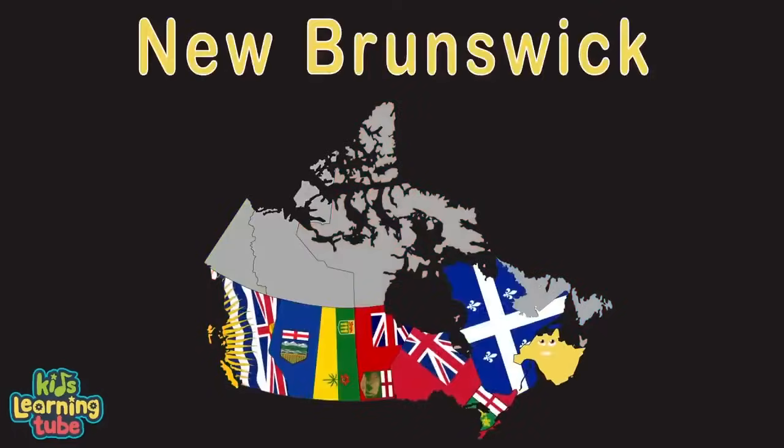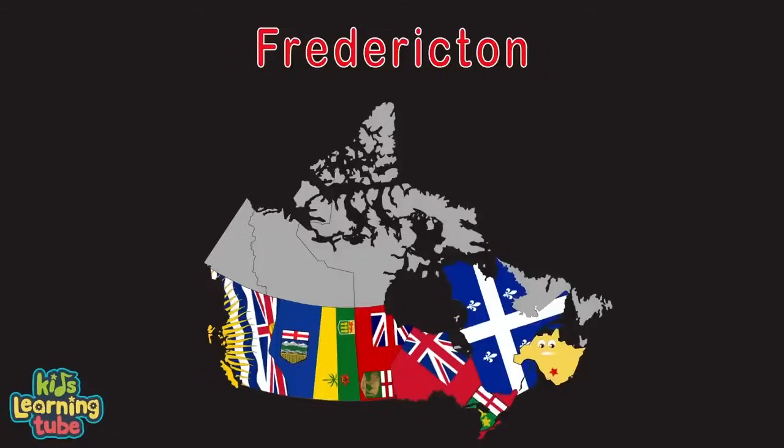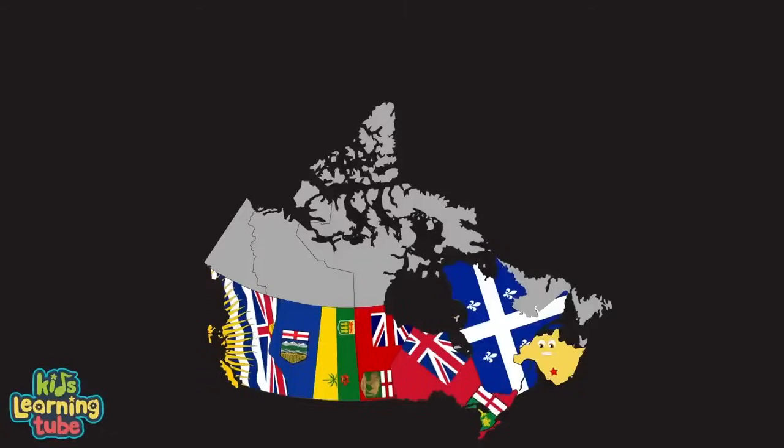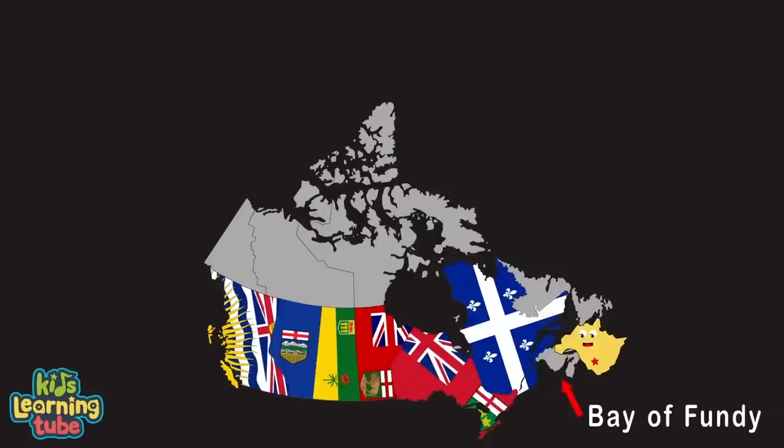Hi, I'm New Brunswick, my capital is Fredericton. I border the U.S. state of Maine, my largest city is St. John. My Bay of Fundy is most famous for its extreme tides, and if you're into whale watching, that's where you'd want to reside.